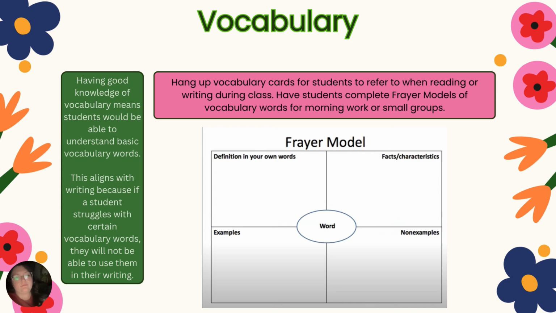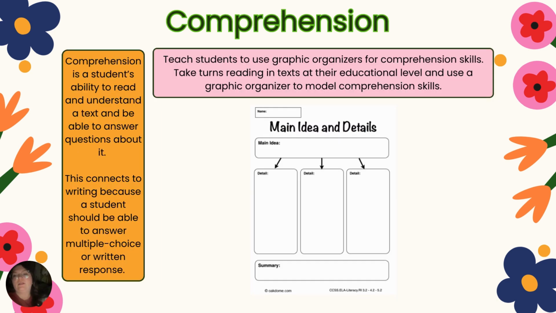So, for comprehension, students should be able to ask and answer questions about a text that they're reading, either by some type of multiple choice or other task, or essay question for writing. Graphic organizers help students organize information from a text and be able to apply it to other texts that they're reading independently.